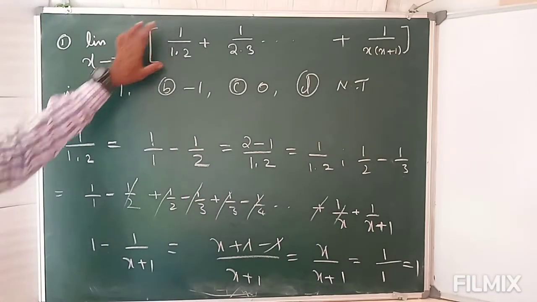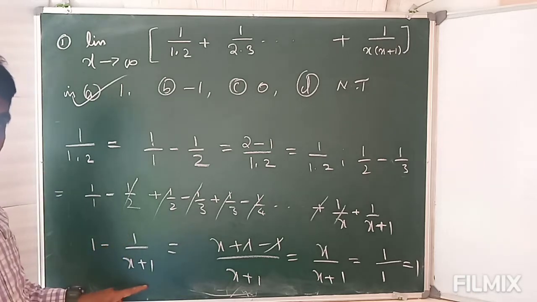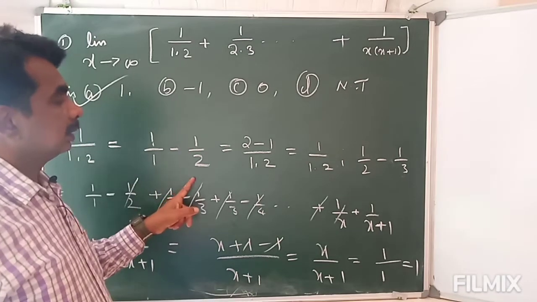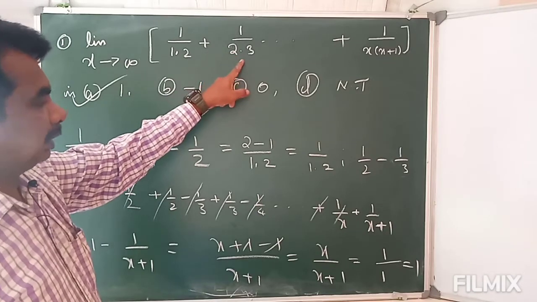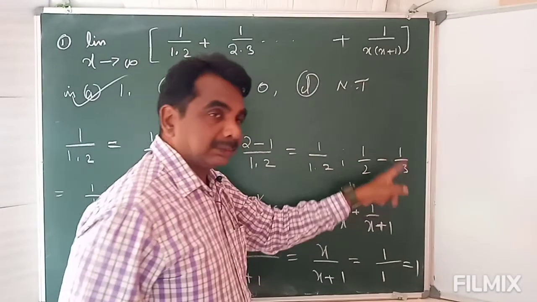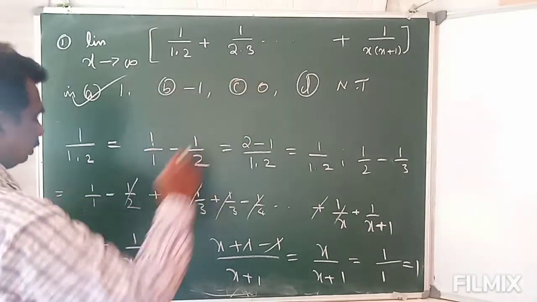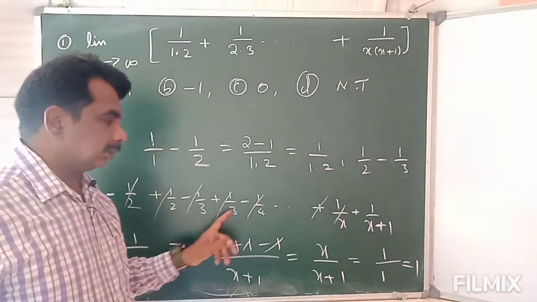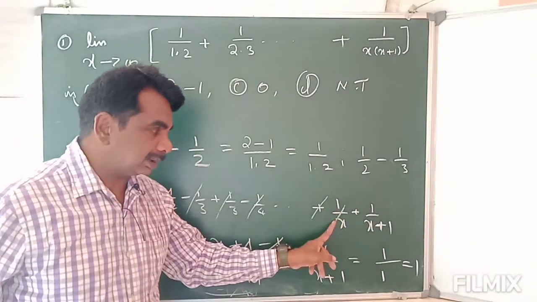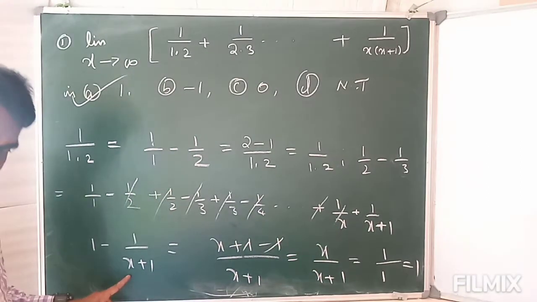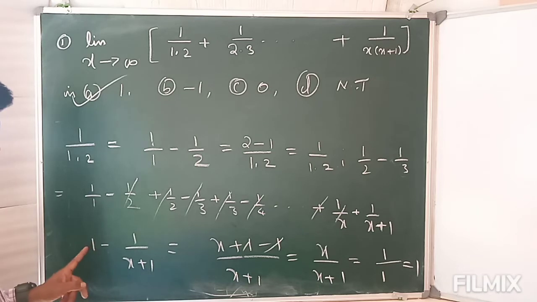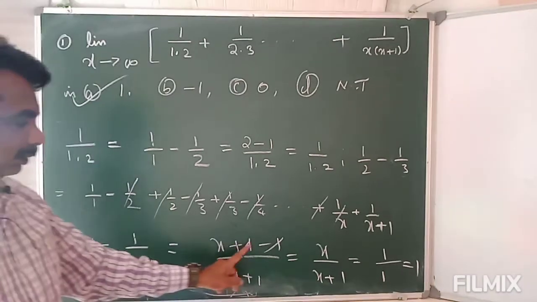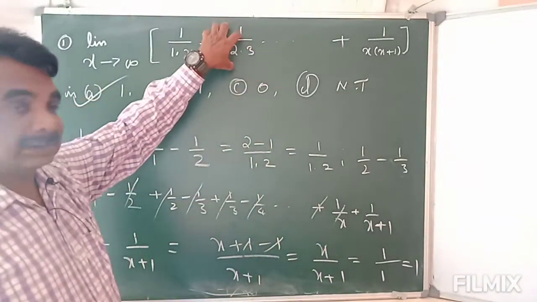Understand? This series can be converted into 1 minus 1 by x plus 1 because 1 by 1 into 2 is 1 minus 1 by 2. Similarly, 1 by 2 into 3 is 1 by 2 minus 1 by 3. Like that it is going on, minus, plus, minus, plus. Minus 1 by 2 plus 1 by 2 minus 1 by 3 plus 1 by 3 minus 1 by x plus 1 by x cancels, remaining 1 minus 1 by x plus 1. Take the LCM, x plus 1 minus 1 by x plus 1, the 1 and minus 1 cancel, x by x plus 1 is this. Okay.